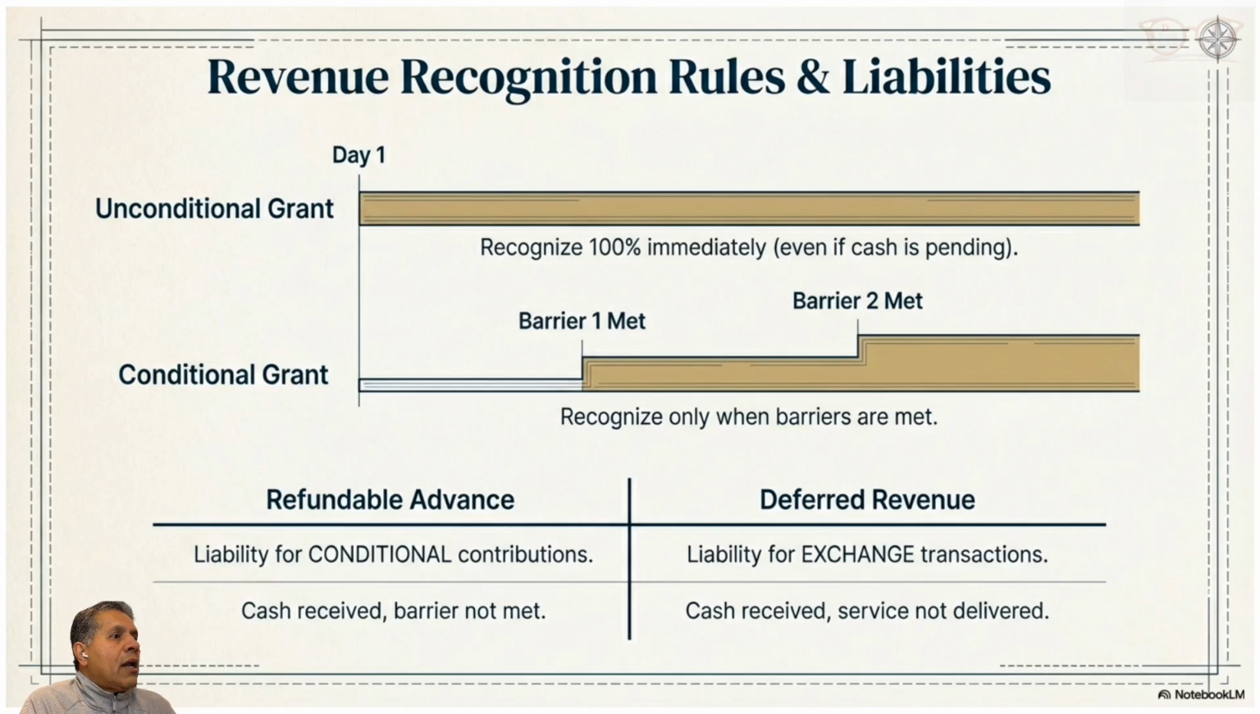And a quick note on liabilities. If you get cash for a conditional grant, that is a refundable advance. If you get cash for an exchange transaction, for example, for a ticket for next year's gala, that's deferred revenue. It's important not to mix these two up.